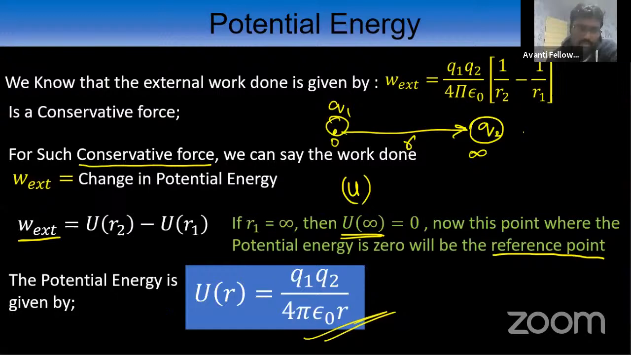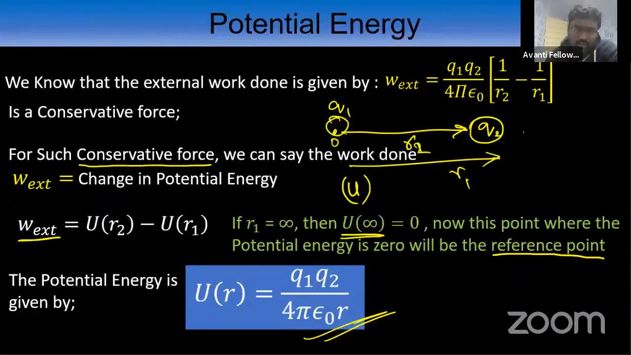So my potential energy is for conservative forces. My potential energy or change in potential energy is nothing but the external work done. So what does this mean, guys? What does this statement mean? The change in potential energy will be my external work done. Say I had to move this q2 from a distance, say I won't take infinity now, I'll take some distance r2 to r1 or r1 to r2.